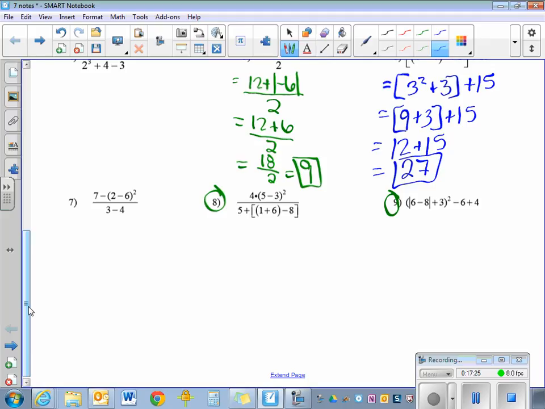Evan, what do you think is the first thing, or what's one thing that we can do with number 8? Where do you want to do, top or bottom? Top. Alright. So remember with our fraction bar, we have to simplify both the top and the bottom. Alright, so what happens within our parentheses, Evan? Oh, 5 minus 3, 2. Very good. So 5 minus 3 is 2. Okay, next. Cynthia, what is something else you can do?